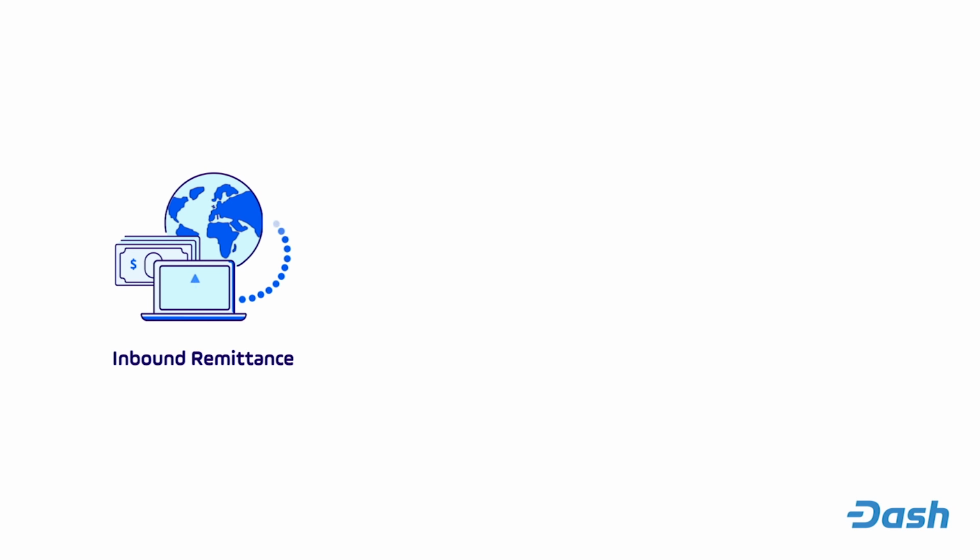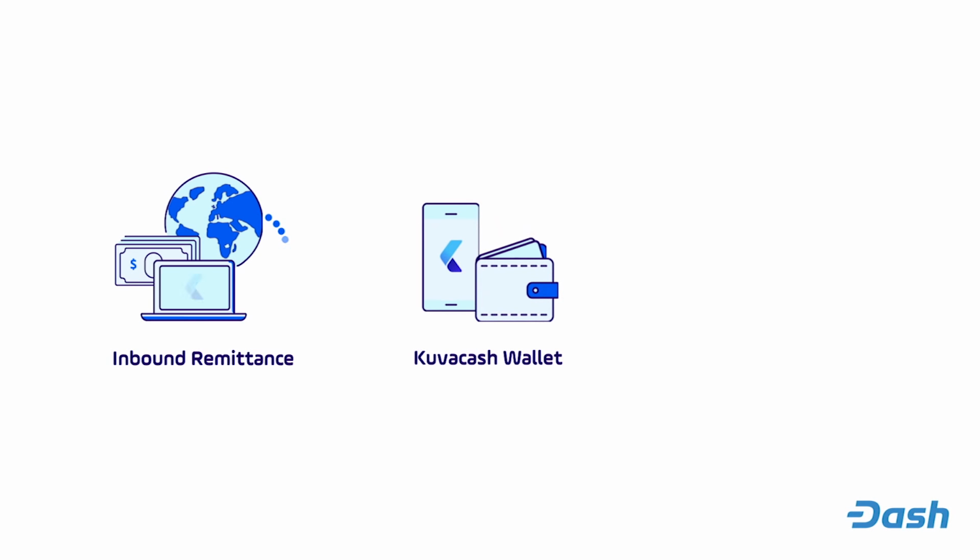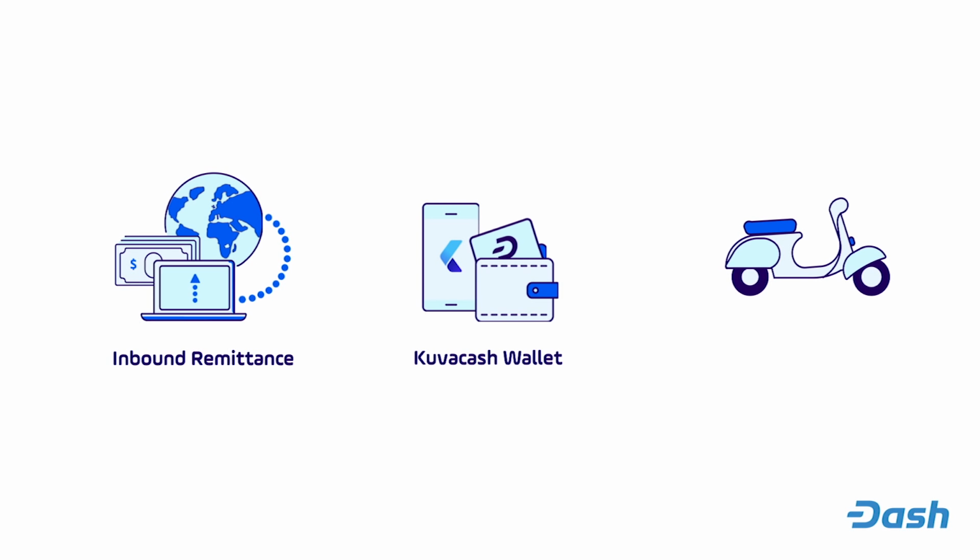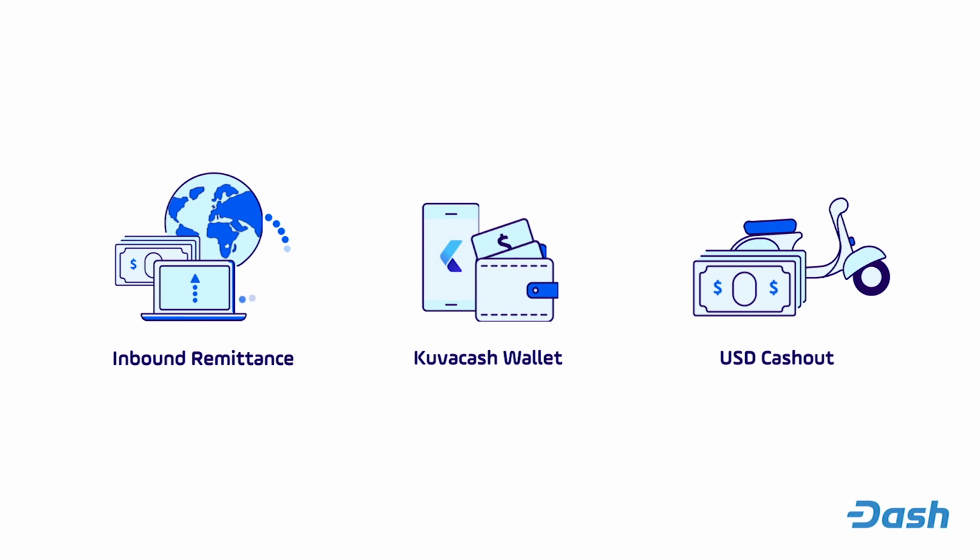One, cheap and fast inbound remittances to charge the ecosystem with Dash. Two, the Kuvacash wallet, which supports multiple modes of peer-to-peer payments, as well as instant transfers between Dash and USD. And three, local USD cash out, enabling users to book physical USD directly from their Kuvacash wallet. These three services are critical for us to gain trust, to educate people on the inherent value of Dash, and to charge the system with transaction flow.